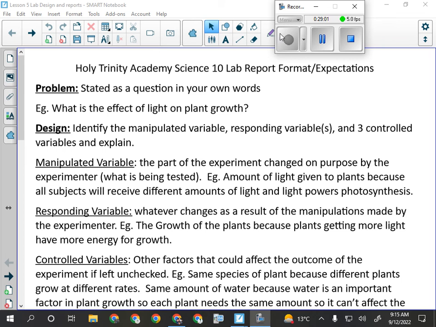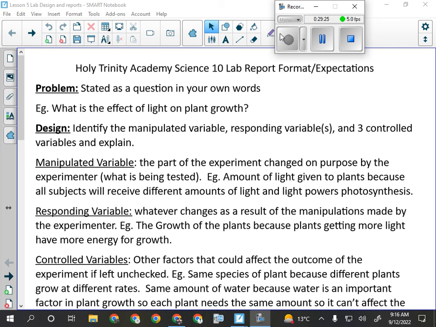I mean, there might be some changes, okay, depending on who you had, but generally this is what we're looking for. So in any experiment, the purpose of running an experiment is to investigate a problem. Not necessarily to solve it, but to investigate it. Okay. So the first thing that's going to be in any lab report is going to be your problem. Okay, and that's going to be stated as a question in your own words.